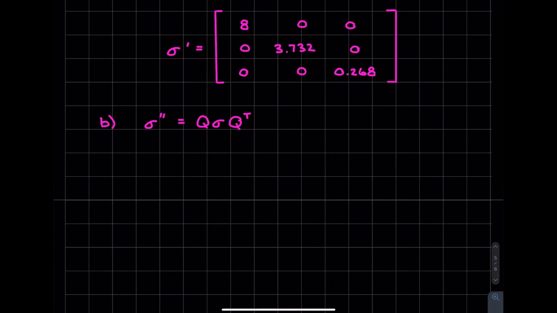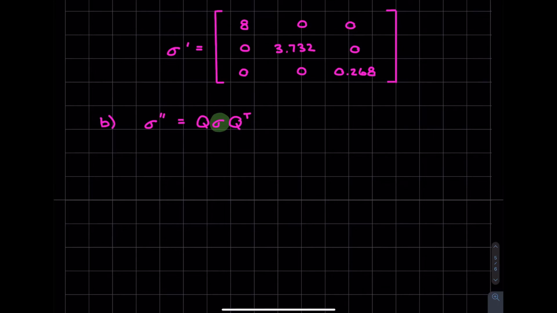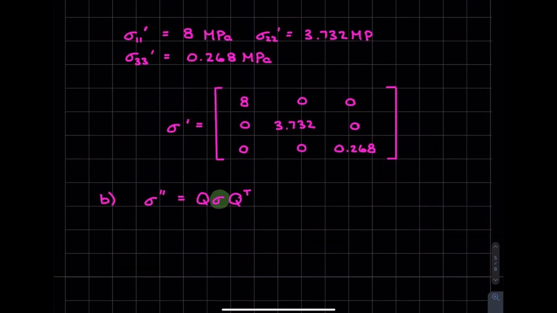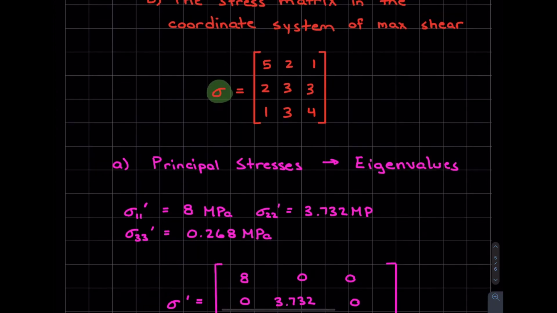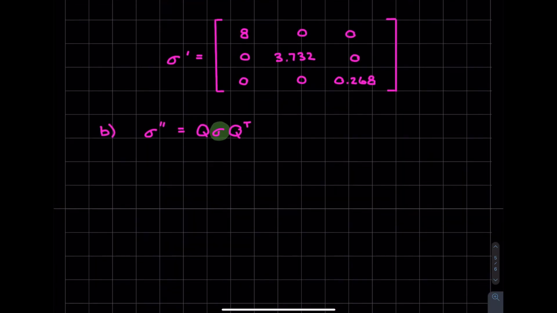What is the first sigma? I'll highlight it here. What's going to be this sigma right here? Is it going to be the sigma that's on the screen right now, that sigma prime? Or is it going to be this sigma right here, the original sigma that we're given? So here's the first question. The second question is, what is going to be the Q matrix? Again, we need that coordinate transformation matrix Q to figure out how to transform it.